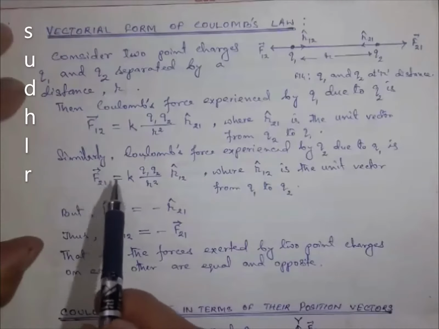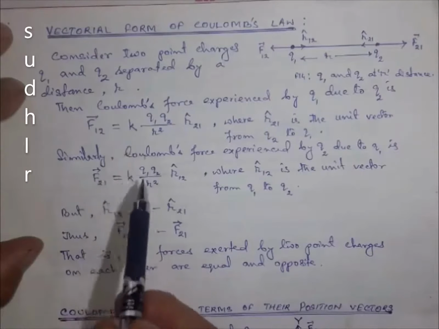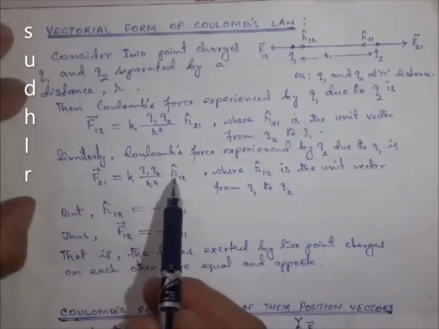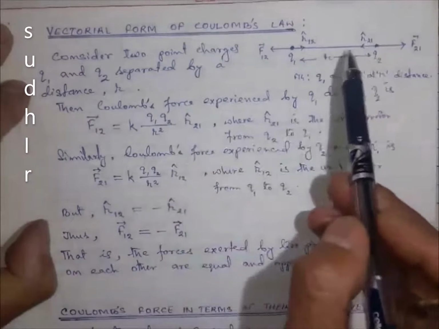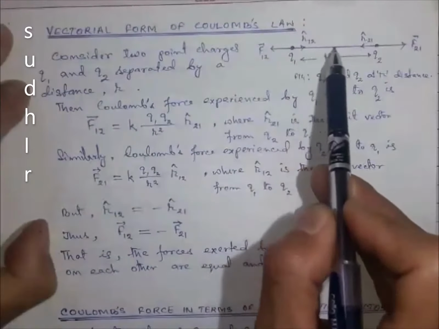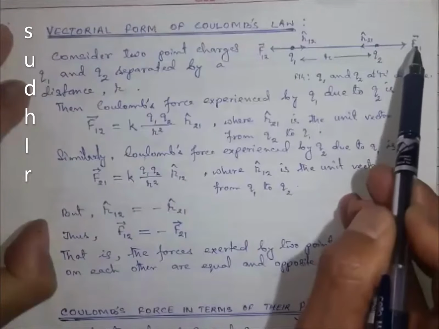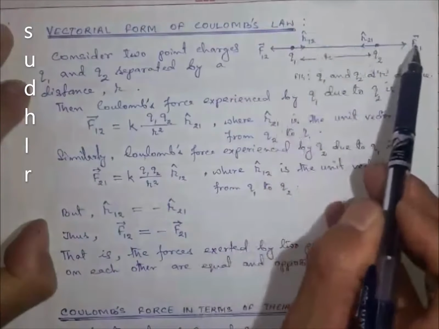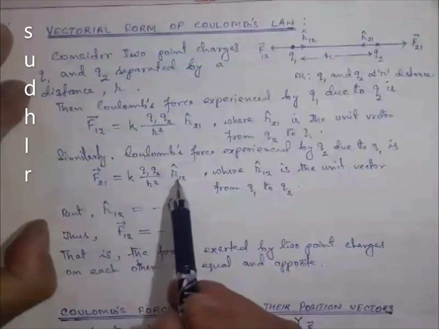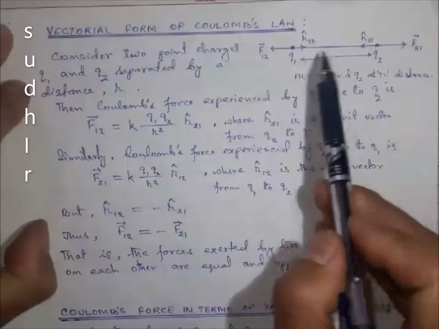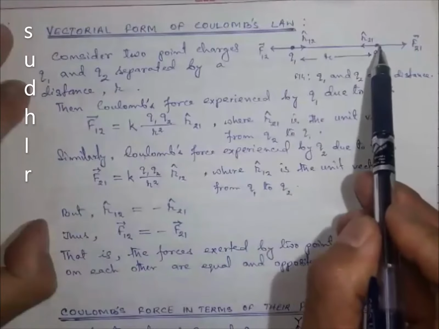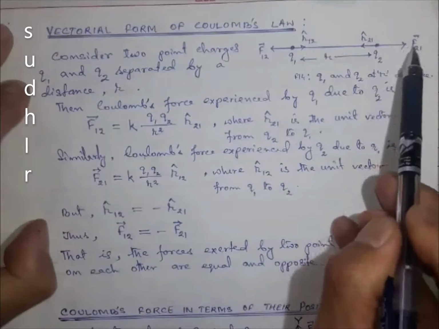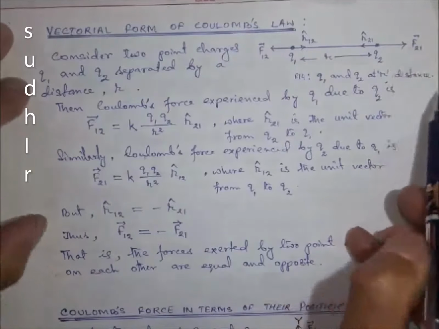So the F21 vector will be equal to, similar to this, K times Q1 Q2 divided by r squared, and the direction will be along r12 cap. This direction and this direction are the same. This r12 cap is a unit vector along this direction from 1 to 2, that means it acts along this force F21 vector.